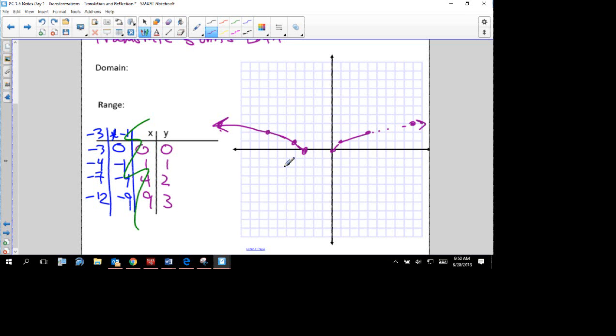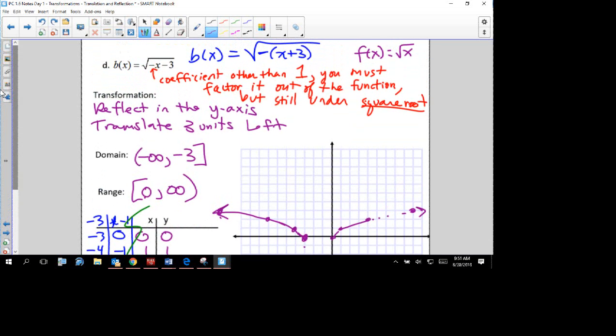The domain. That's going to go all the way to the left to negative infinity. And it's going to go to the right to what number? Negative 3. It is equal to negative 3. Range, it's going to go all the way down to 0. It's going to start at 0 and go all the way up to positive infinity. In the y-axis.